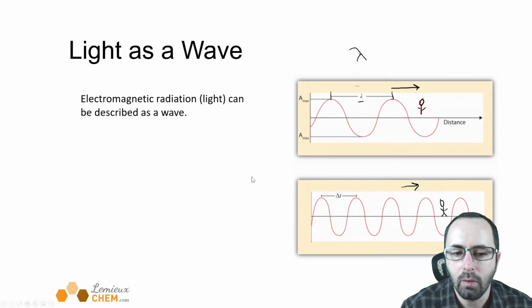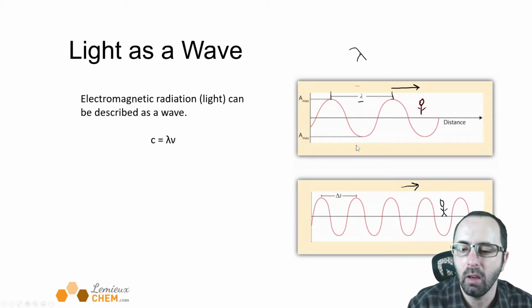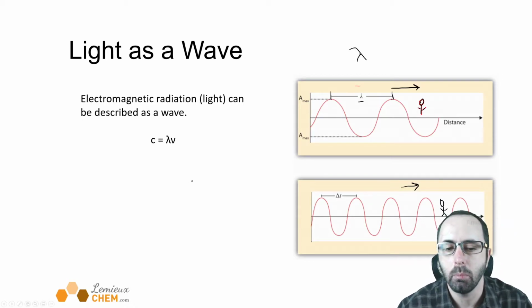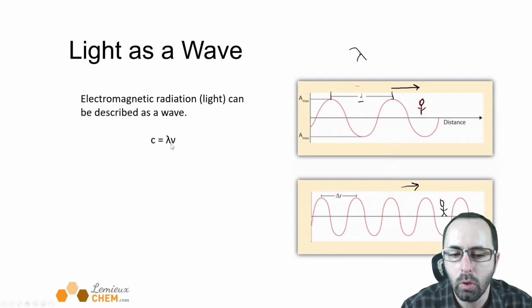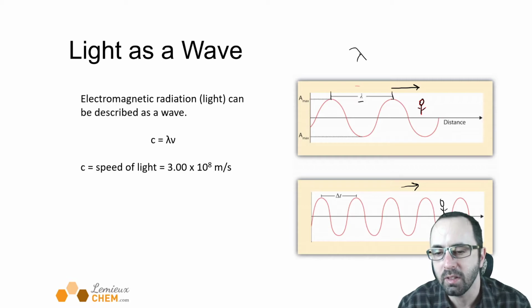So electromagnetic radiation can be described as a wave, and the way that you describe this wave mathematically is that the wavelength, this lambda, times the frequency, or how often the wave is passing a certain point, when you multiply those, you get the speed of light. So c is the speed of light. It's approximately 3 times 10 to the 8th meters per second. So we're talking 300 million meters per second.